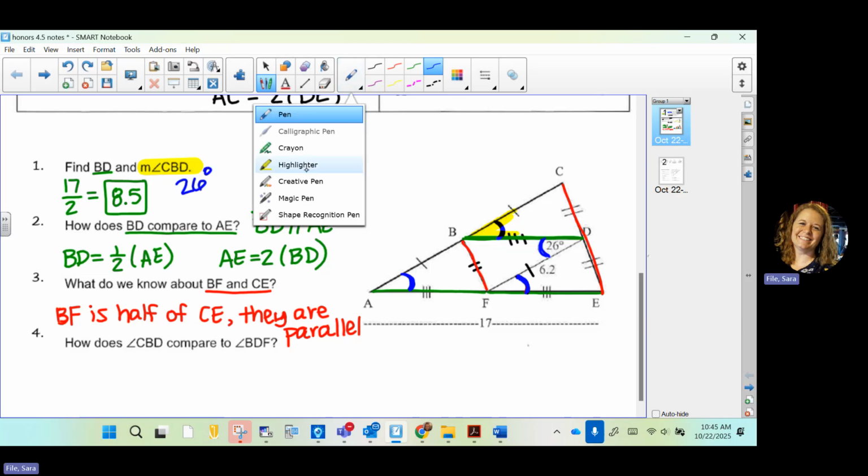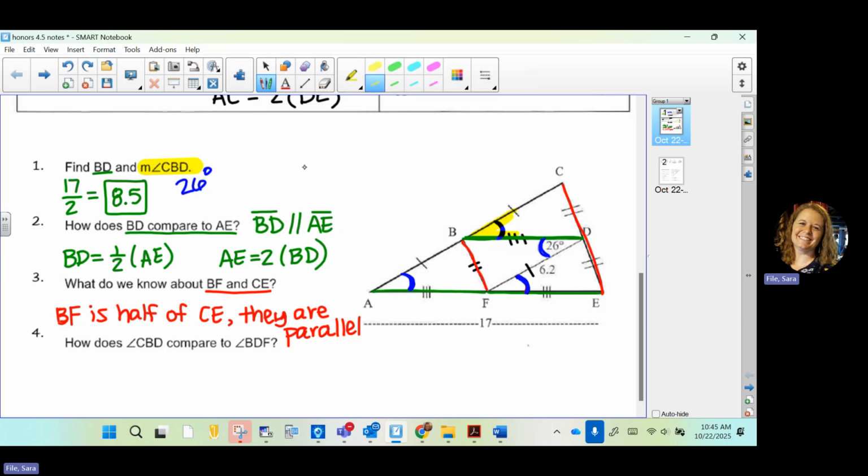And then the other angle it asked about down here, CBD, how does it compare to BDF, where BDF was the original marked 26? We already said that they are congruent. The reason they are congruent, we said, is they are alternate interior angles. You feel okay about that?